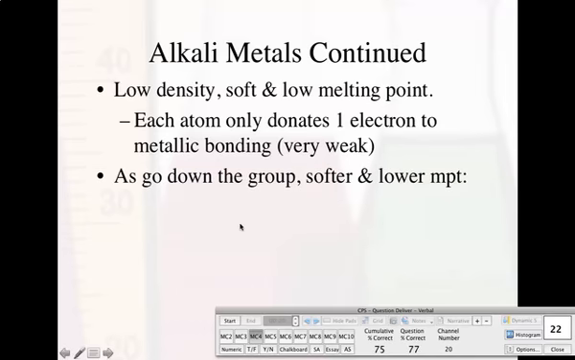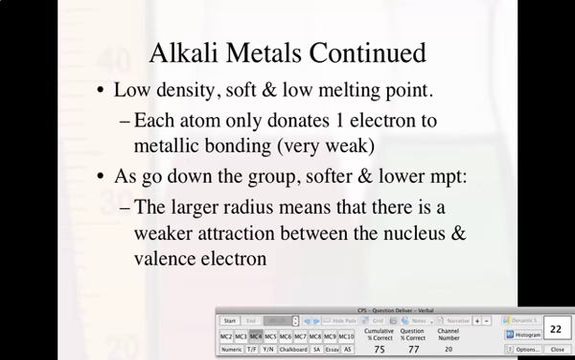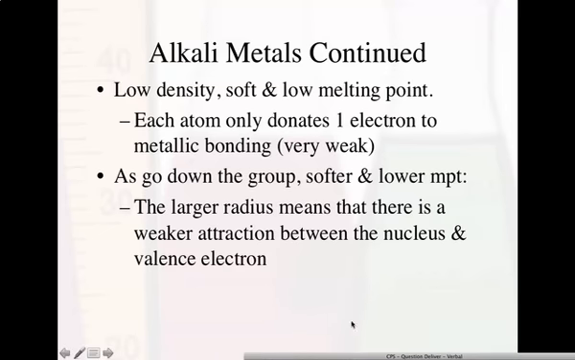As we go down the group, they get softer and softer, and they're going to have a lower melting point the further down I go. And that's because of their larger radius, which you would have seen in the 3-2 notes yesterday if you watched those last night. And that's because there's a weaker attraction between the nucleus and the valence electrons.